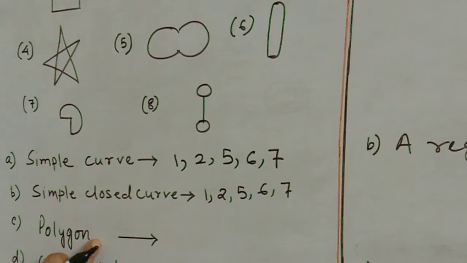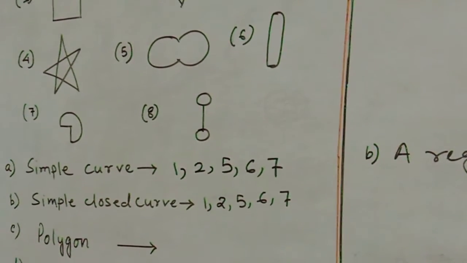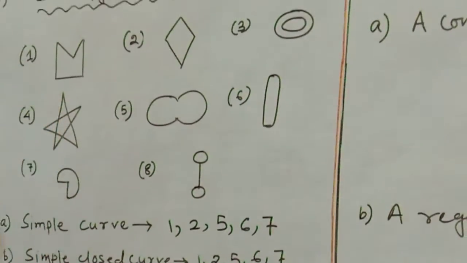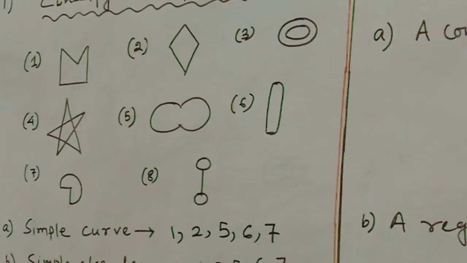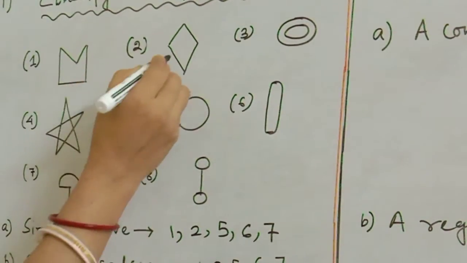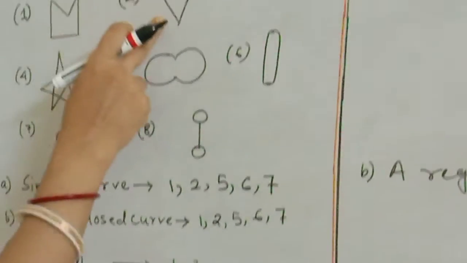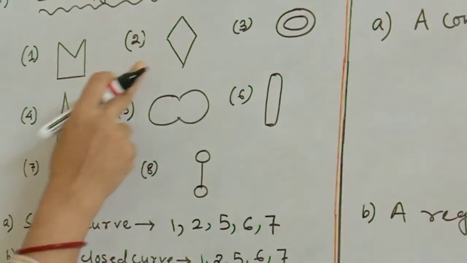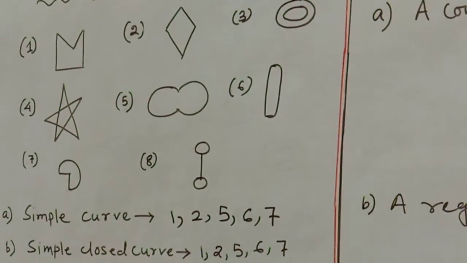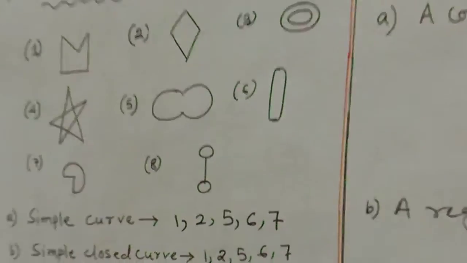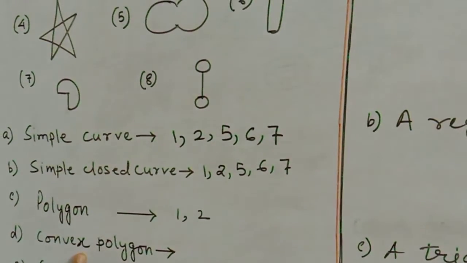Next one, polygon. You know that a polygon is a simple curve which is made up of line segments. So which ones can we say are polygons? This one is a polygon and this one is a polygon. So 1 and 2 are the two figures which you can name as polygons, because these two are made up of line segments and there is no intersection either. So they are polygons.